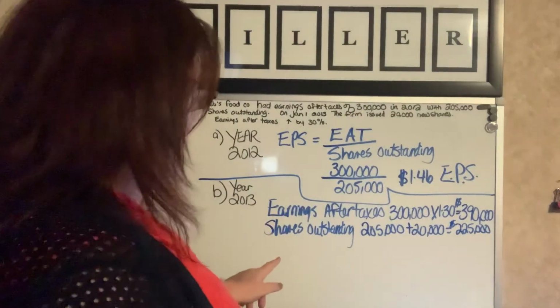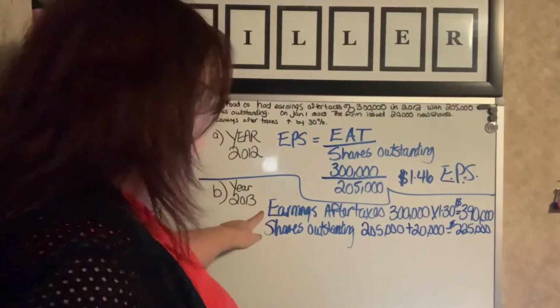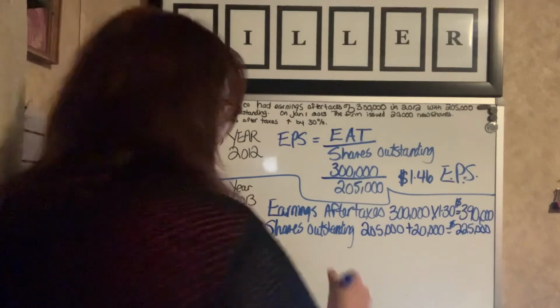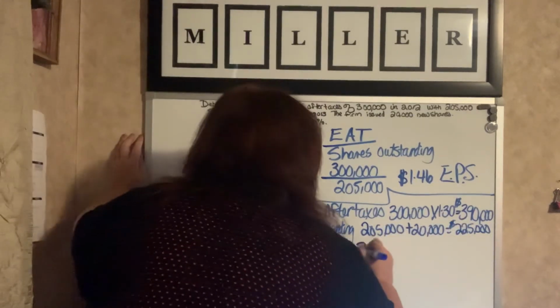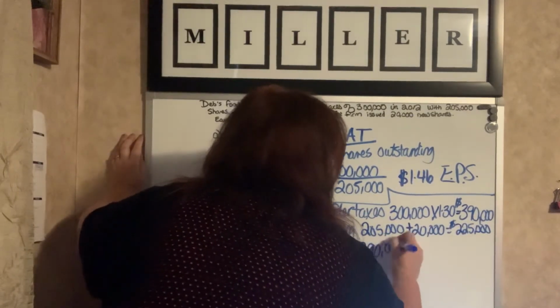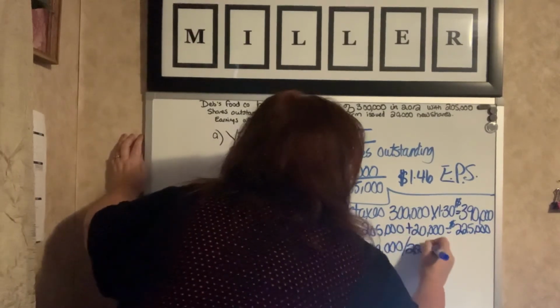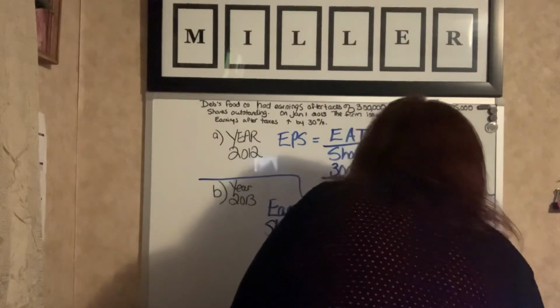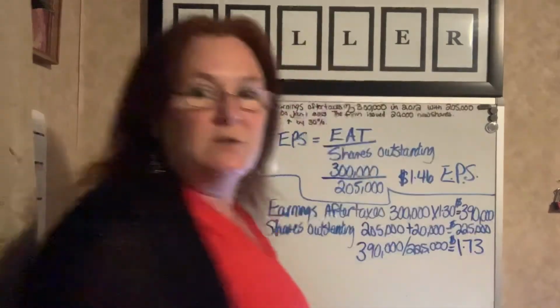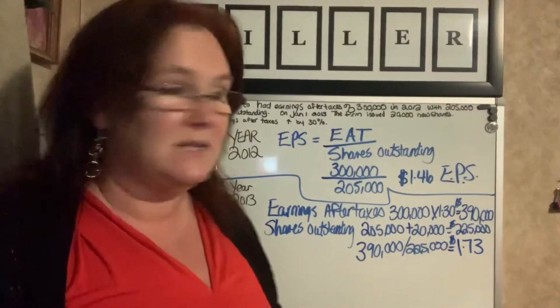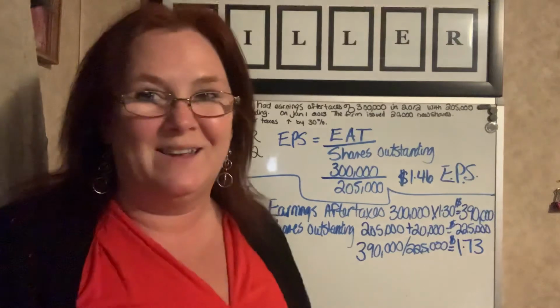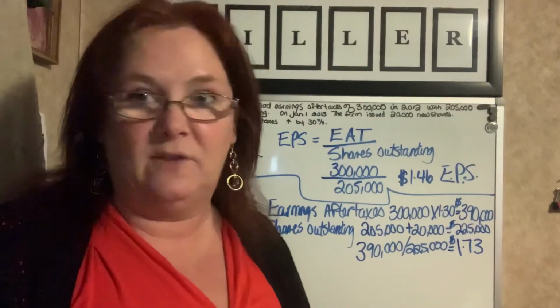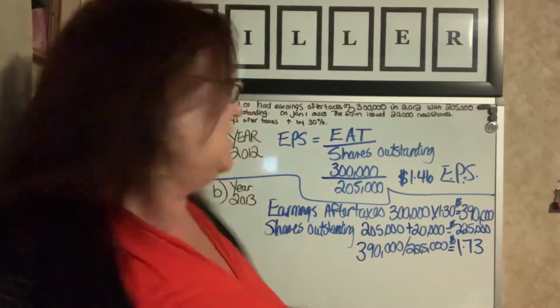You're taking your earnings after taxes and dividing them by your shares outstanding. So now you've got different numbers. 390,000 divided by 225,000 should come up on your calculator of 1.73. So $1.73. I'll also put this information on your Canvas so that you can see it in written form in case you just don't want to listen to my voice 3 or 4 times when you go through it.